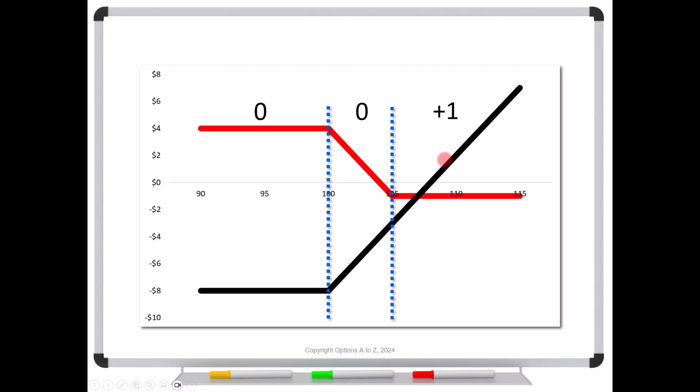So what does this tell you? My risk graph is going to be flat for all stock prices to the left of 105, and then I'm going to have 100 deltas for all stock prices above 105.